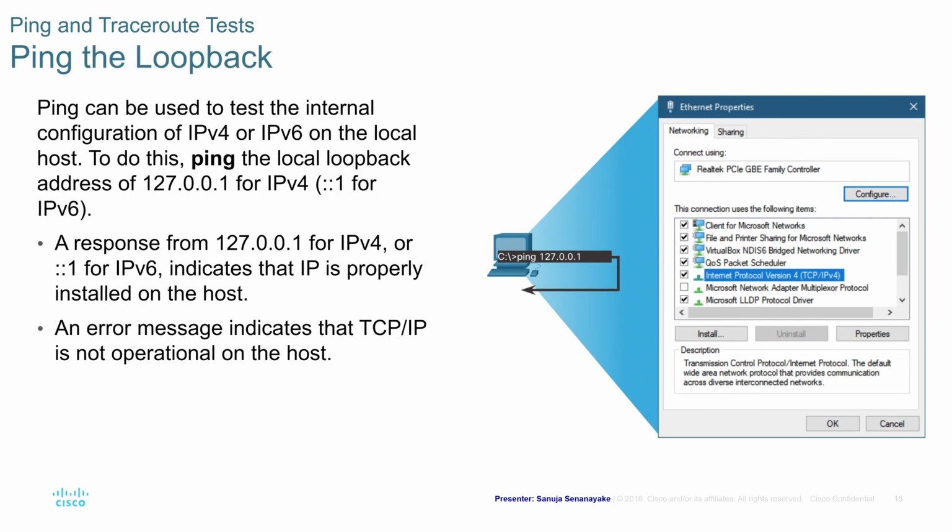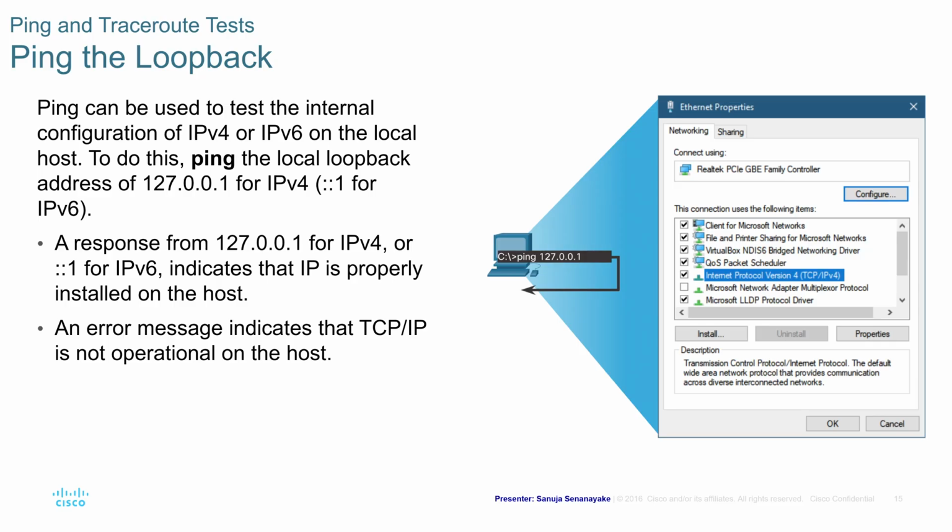Ping the loopback. Ping can be used to test the internal configuration of IPv4 or IPv6 on the local host. To do this, we can ping the local loopback address. So if you are using IPv4 and would like to ping your loopback address to test your IPv4 internal configuration, we're going to use 127.0.0.1. Remember that special IP address for loopback for IPv4? That's the one we're going to ping. For IPv6, it's going to be ::1 because that's the special reserved IP address for IPv6 loopback.